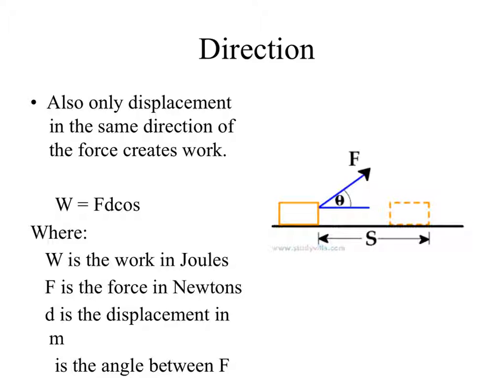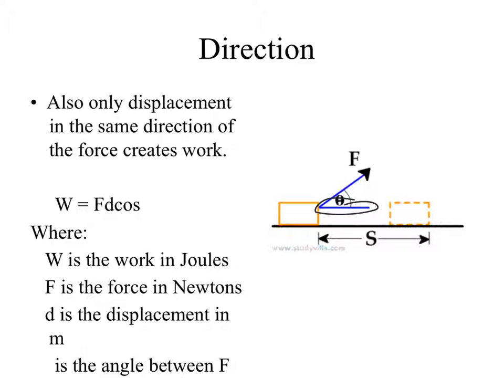Okay, since direction is a vector, only displacement in the same direction as the force creates work. So for example, in this case that I'm showing here, only the horizontal component actually has any effect at all on how much work's done. We don't really care about the vertical component at all. So the equation is basically the same equation, except it's just using the horizontal component, the component in the same direction as the work.